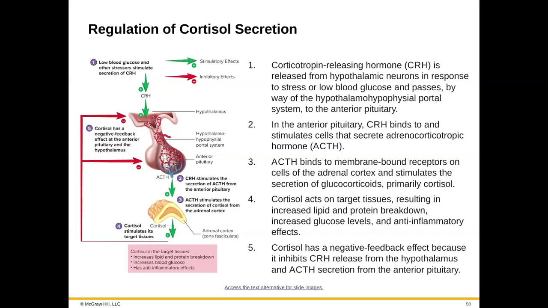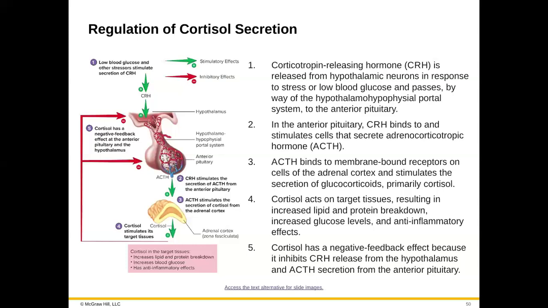That will then be put into the bloodstream. It will then take the bloodstream highway to all the individual target organs. Cortisol is then going to stimulate these target tissues. And then cortisol will act on target tissues, like we said, to increase lipid and protein breakdown, increase blood glucose, and increase anti-inflammatory properties and depression of the immune system.